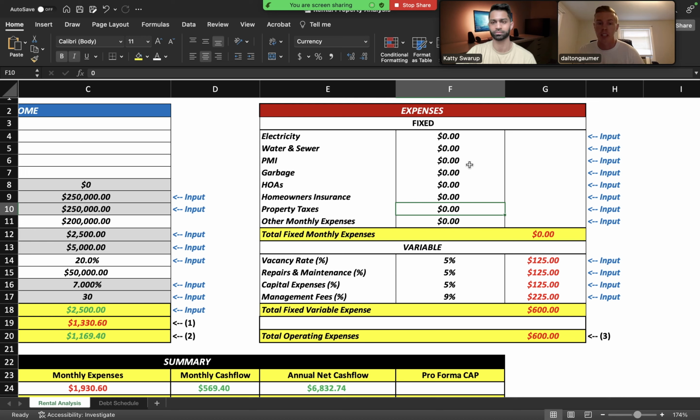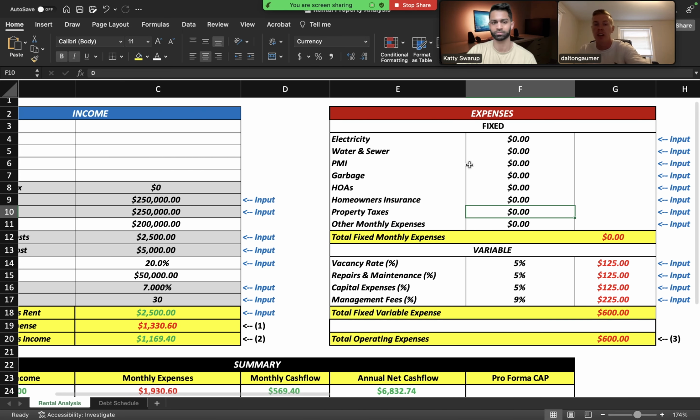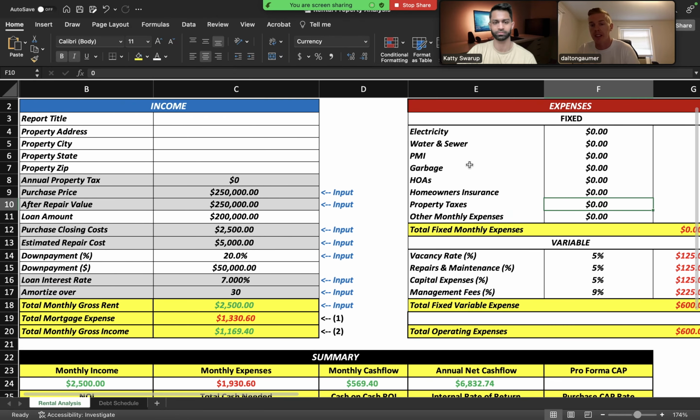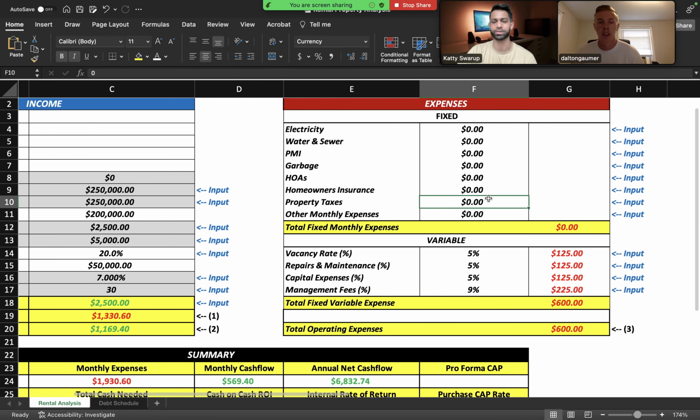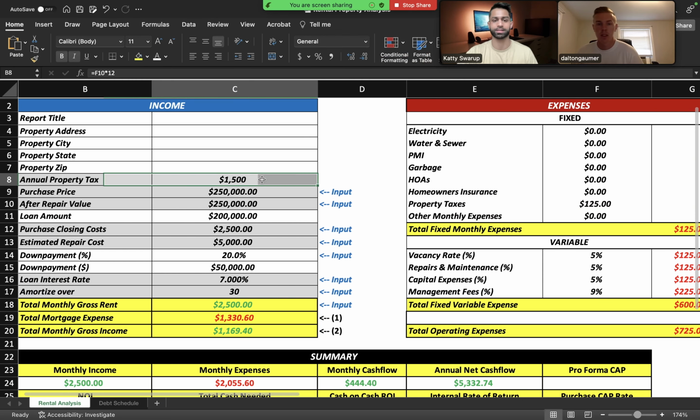Property taxes, we didn't actually put it in as an input on the left side. If Caddy did put property tax as the input on the left, it would automatically put it into the right there as well. Yeah, so it's just a monthly number that you put in. So for example, if you're paying $125 in property taxes, then automatically it'll calculate on this side the annual property taxes, $1,500.